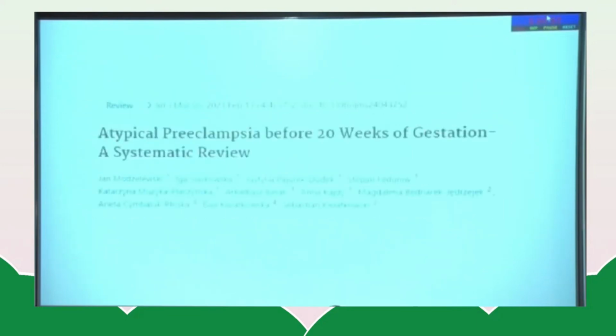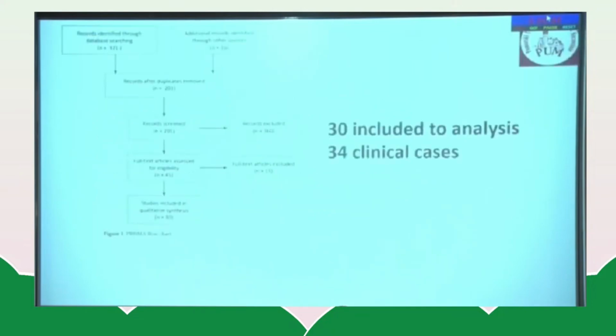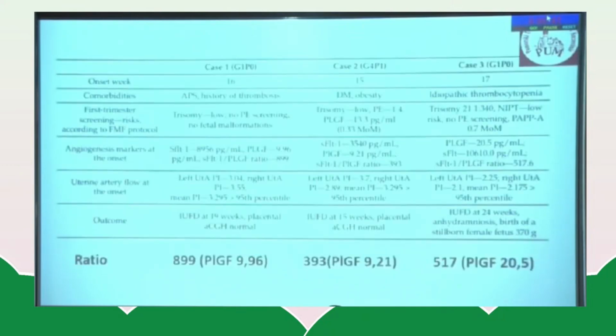and we make a mistake because we concentrate only on the clinical issues and don't understand the real pathogenesis. That's why last year we presented a review of atypical preeclampsia before 20 weeks of pregnancy, and look at what happened. This was over 40 researchers, which included over 34 clinical cases. These are 3 of our center. Before 20 weeks, patients without hypertension but presenting placental insufficiency, many clinical issues.